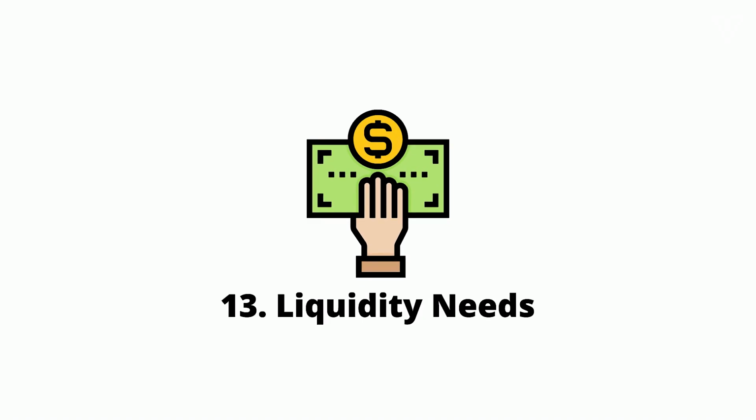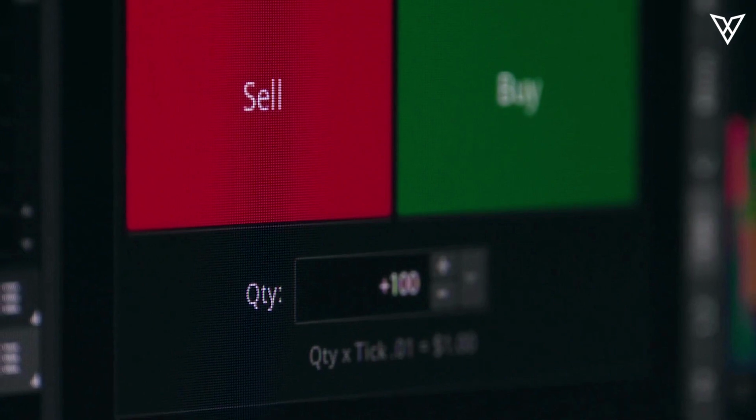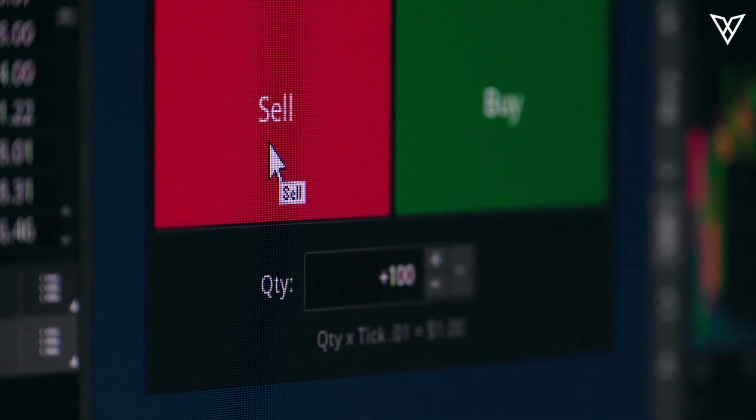Parameter number 13, liquidity needs. Does the investor require liquidating his or her portfolio investments in order to meet any of his needs?